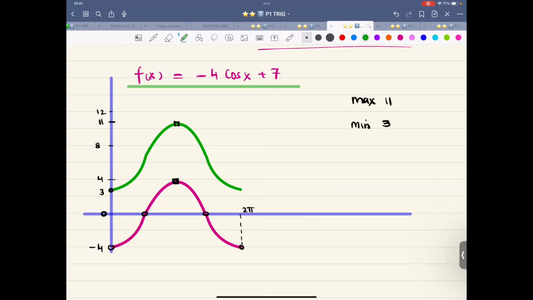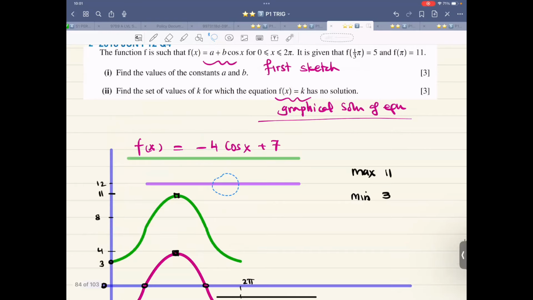Now, let me draw a line like this. If I take this line and it intersects anywhere, there will be a solution of the equation. So this line is about this k. Basically, what they're asking about is the intersection of the trig graph with a horizontal line. How do I know it's horizontal? Because y is equal to k, parallel to the x-axis. So now this horizontal line is there.